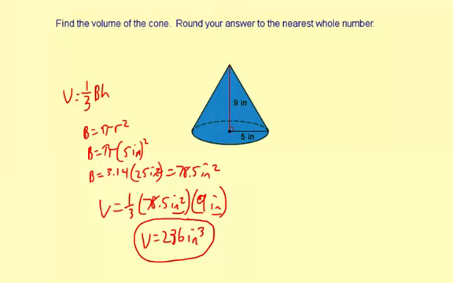So review the process. Find the area of the base first, which in this case is a circle, and we find the height, multiply those together, and then divide by 3 or multiply by 1/3, whichever way you want to look at it.